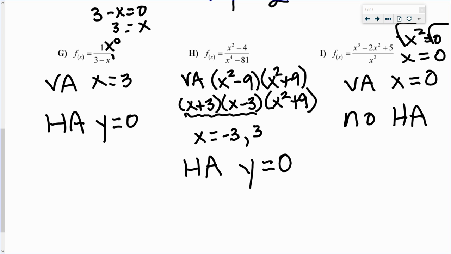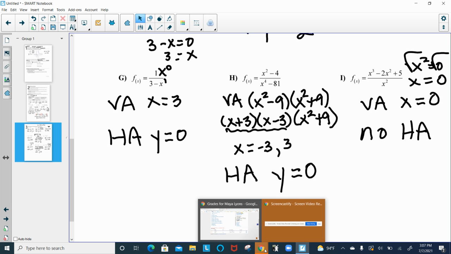I hope that went well for you. Just a very good review of what's to come. We're going to see these asymptotes here very shortly. Wanted to make sure they were somewhat fresh in your head.